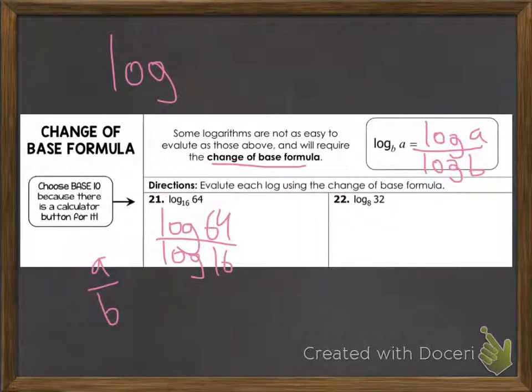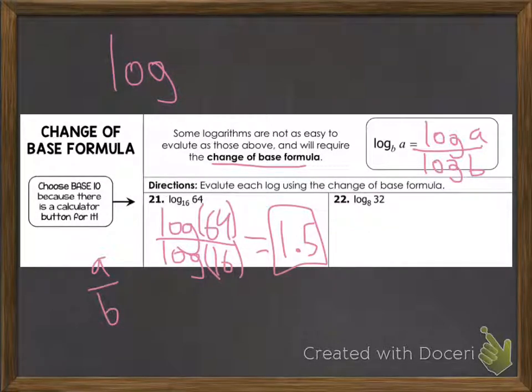But be careful when you type it in, because when you type it into your calculator, I highly advise using parentheses. So type log of 64 in parentheses, and then divide it by log of 16. And that number you're going to get is going to be 1.5.